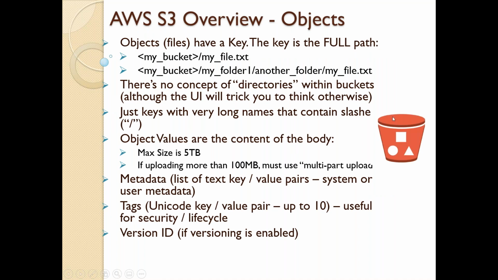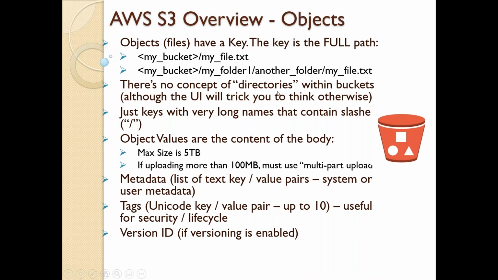So what is stored inside the bucket? These are the objects that get stored. Objects have a key and a value. The key is nothing but the name of your file, or the full path to it. Suppose I say my-bucket/myfile.txt is the key, whereas the value is the actual content of the file.